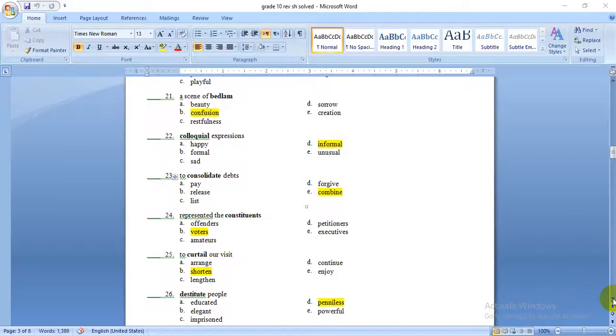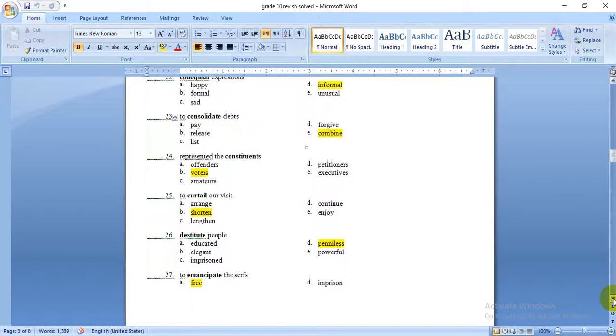25, to curtail our visit. We have arrange, shorten, lengthen, continue, and enjoy. The right answer is shorten. So it is B for 25. Curtail means to shorten. 26, destitute people. Now, destitute are educated or elegant, imprisoned, penniless, powerful. The right answer is penniless. So it is D.